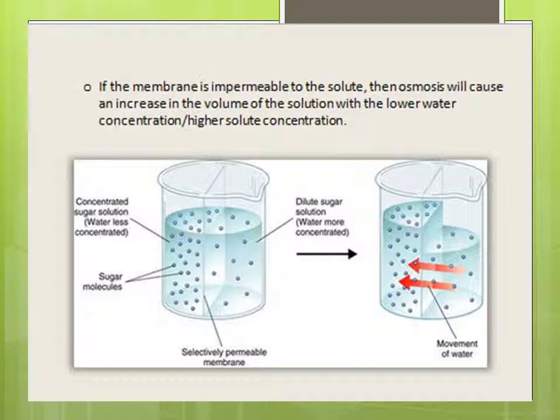And if the membrane is impermeable to the solute, the osmosis will cause an increase in the volume of the solution with the lower water concentration and higher solute concentration. If you look, here's a sugar solution, water less concentrated, there are more sugar molecules. The selectively permeable membrane dilutes sugar, and there's more water and less sugar. And it can go the opposite. The sugar will go across. So it goes across the membrane.